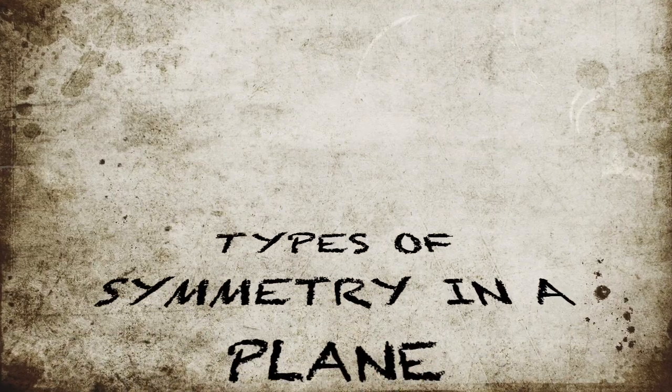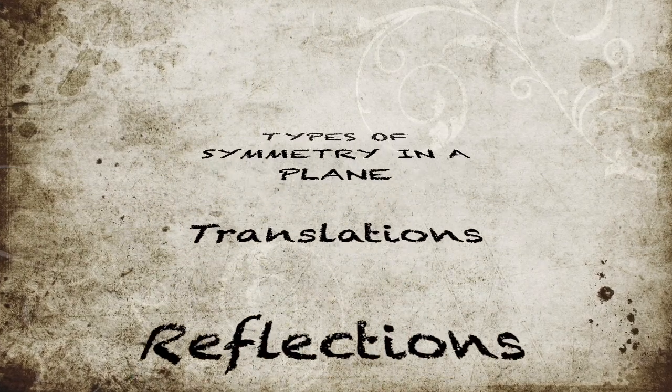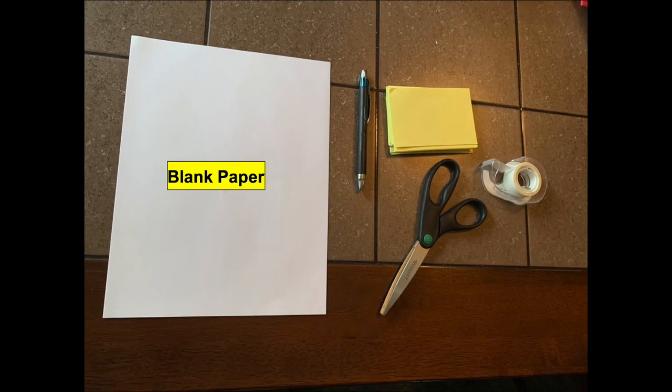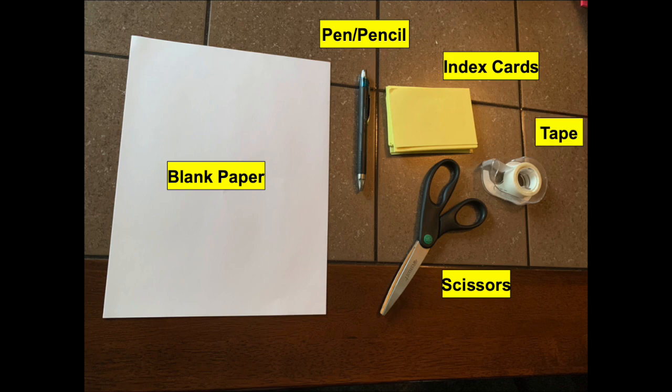There are three main types of symmetry in a plane: translations, reflections, and rotations. These symmetries are how we are going to create our tessellations in this week's project. To create these tessellations, we're going to need a few supplies. You're going to need blank paper, a pen or pencil, scissors, index cards, and tape.